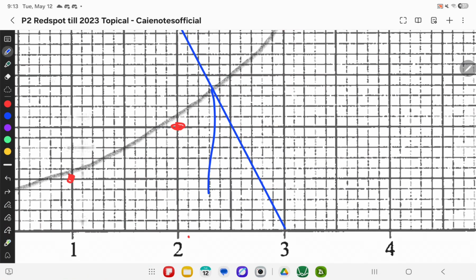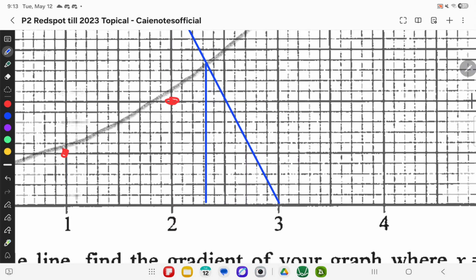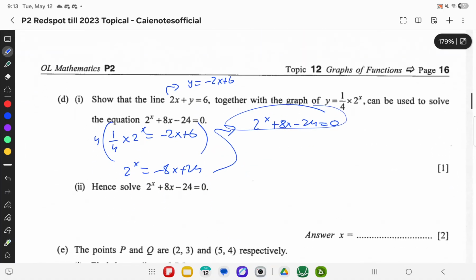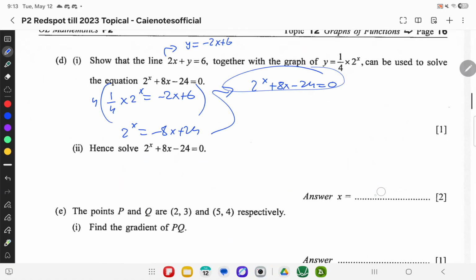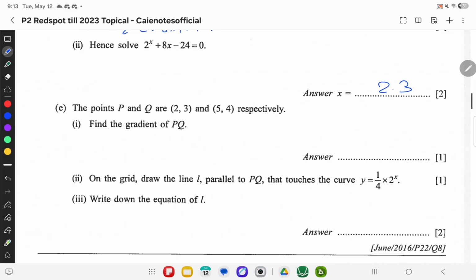Blah blah blah. Yes, I know, I'm also getting tired. Okay, it is ending in a few minutes. So this is 2.3, about 2.3. Why does it touch the curve?